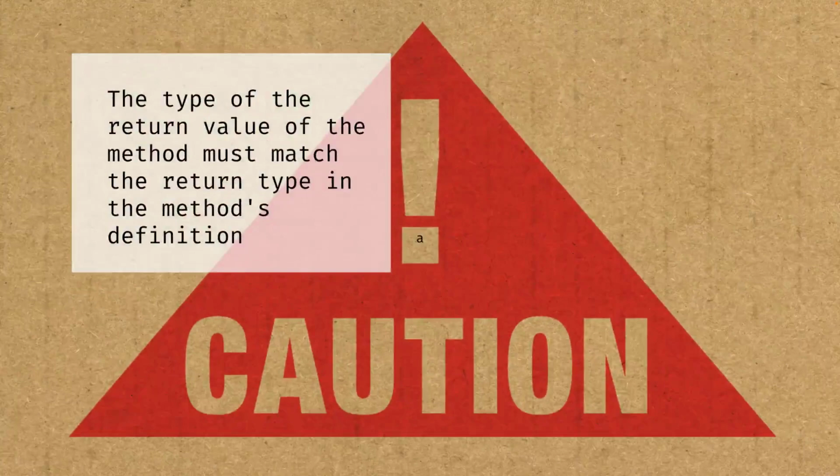It's important to note that when a method has a non-void return type, it must return this value. If the method does not include the return statement, or if it returns something of the wrong type, you will get a compile time error.